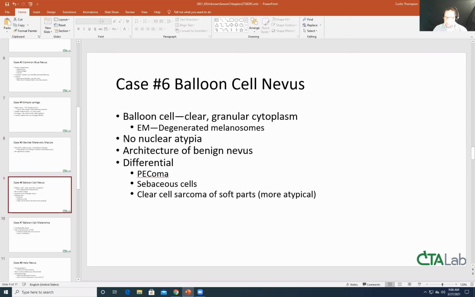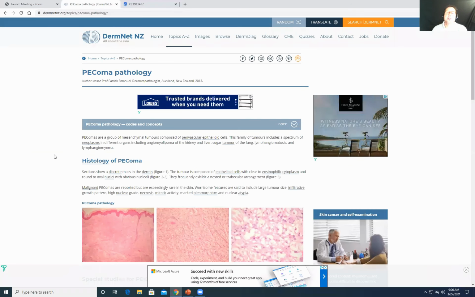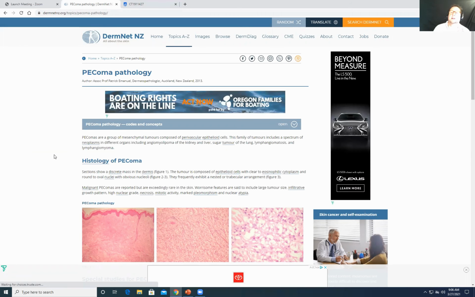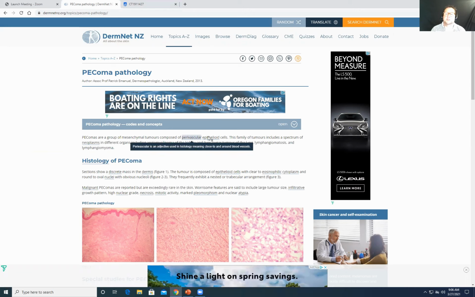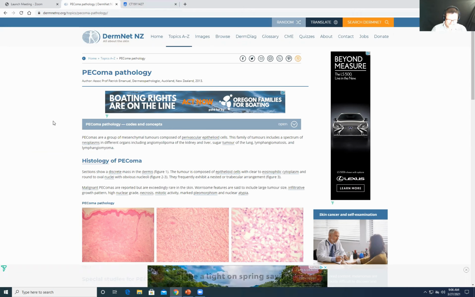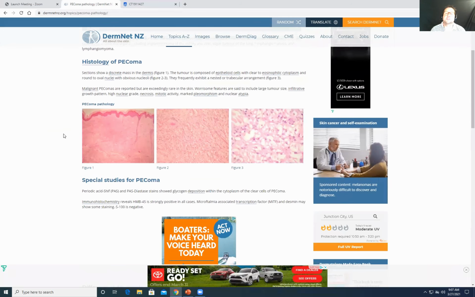We still go with nuclear atypia, cytologic atypia. So the clear cytoplasm alone doesn't make it atypical. You have to go with size of nucleus and how they're arranged. So architecture, are they single at the junction and all that, and then how much atypia. So in the differential, it's a clear cell differential, and I wanted to quickly show you this. This is from the DermNet New Zealand site, and this is a rare tumor you might not have heard of called PEComa. It stands for perivascular epithelioid cell tumor. We see them in other organs, and the reason I'm mentioning it is this is one of the entities that can be confused with a balloon cell nevus.